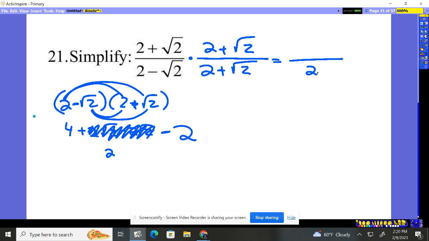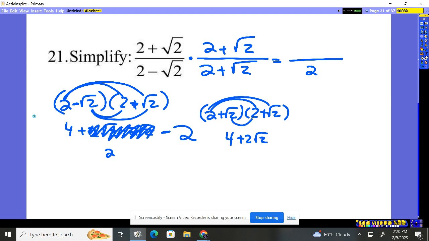It's awesome. Let's look at the top. The top is going to be a little different probably. 2 plus a root 2 times another 2 plus a root 2. Okay, 2 times 2 is 4. 2 times a root 2 is 2 root 2. Now this root 2 times 2 is 2 root 2. And then root 2 times root 2 is 2. 4 plus 2 gives me 6. 2 root 2 plus 2 root 2 is 4 root 2. So up top I have 6 plus 4 root 2.